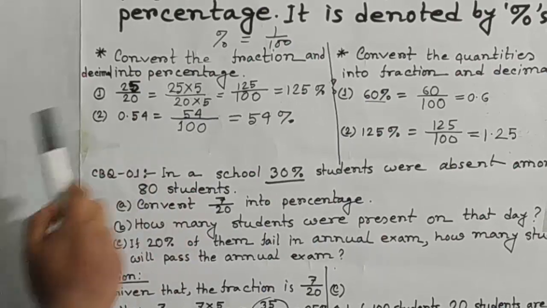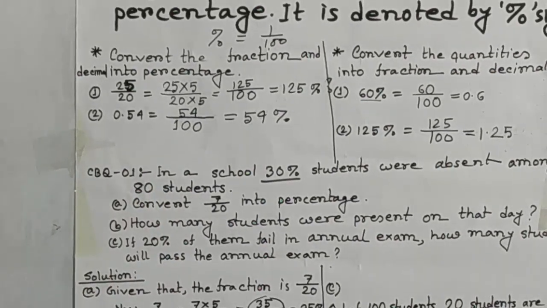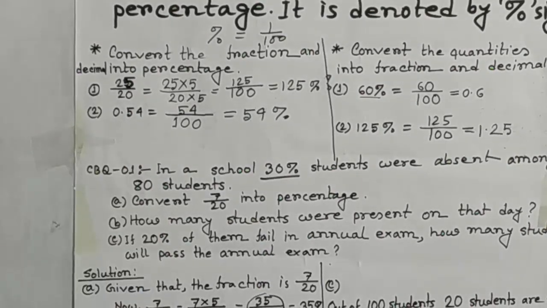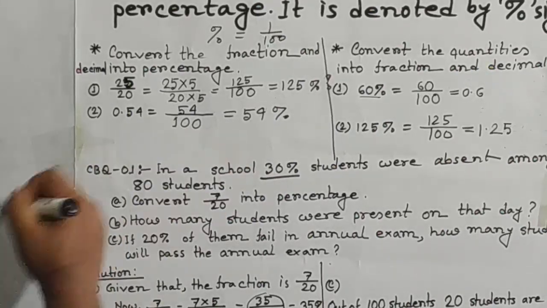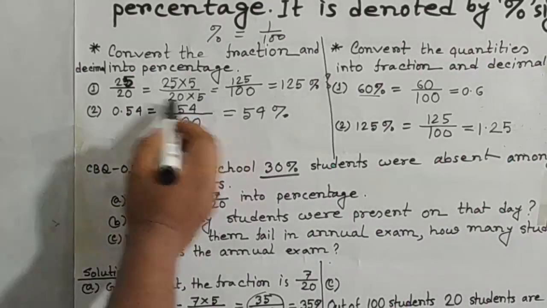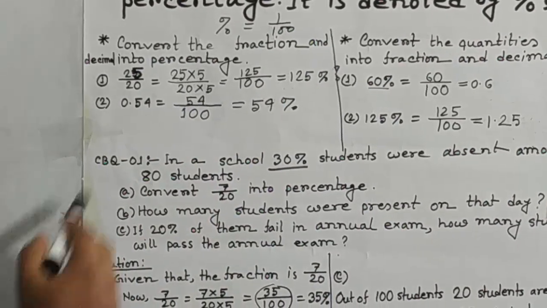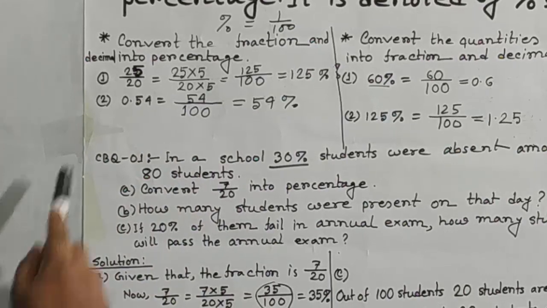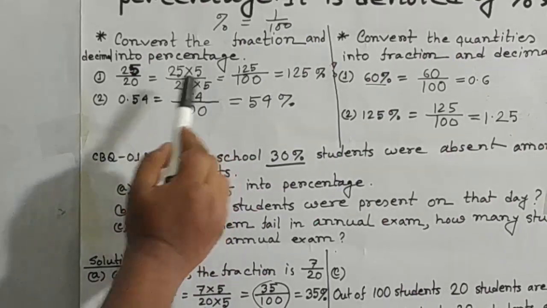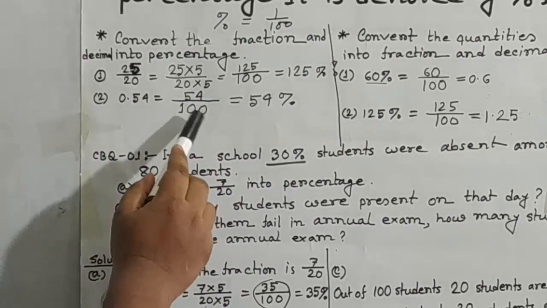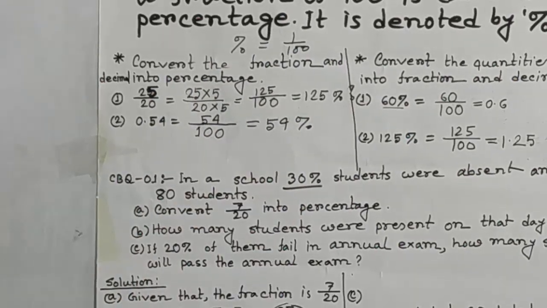Next, 0.54, it is a decimal number. We want to convert this into percentage. So how can we do it? At first we convert this decimal number into a fraction. As the numerator we write 54 without the decimal point. Then for the point we write 1, and after the point there are 2 digits. For these 2 digits we write 2 zeros. Therefore 54 by 100. As percentage means 1 by 100, we can write 54%.